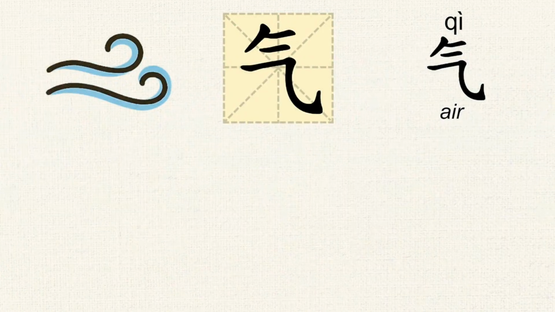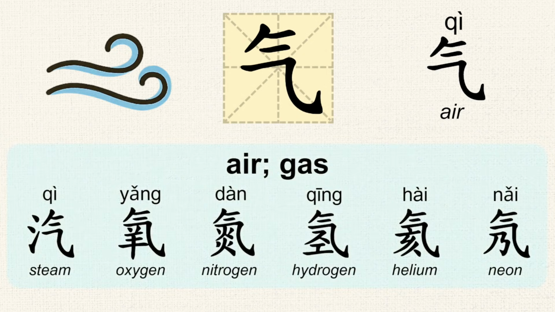Qi as a character refers to air, gas, or the vital energy qi. When used as a radical, it mostly signifies gas. With the water radical, which we will get to shortly, it becomes qi, meaning steam, as in 汽车, meaning car, because early cars used to run on steam.